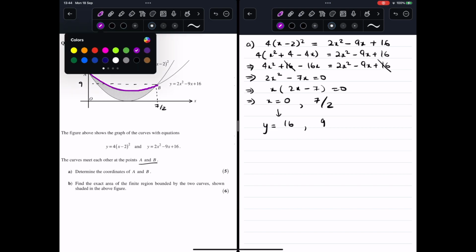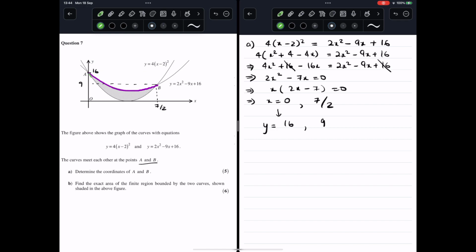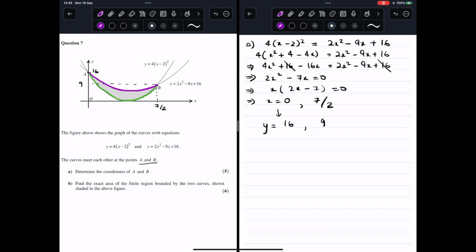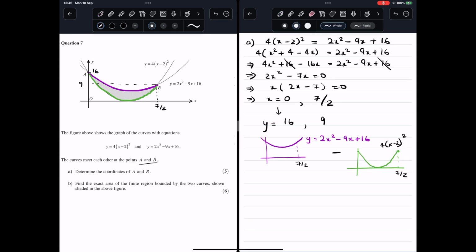And the area underneath that can be found using integration. And I will have to take it away from the area under the green curve. Okay, so that will be something of this sort. So you probably know what I'm trying to say here.